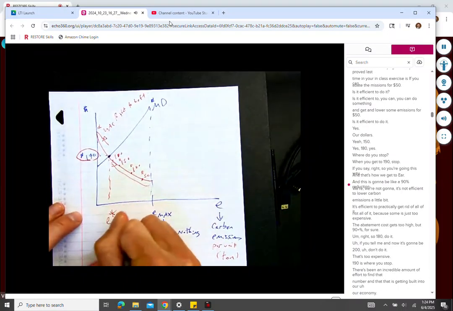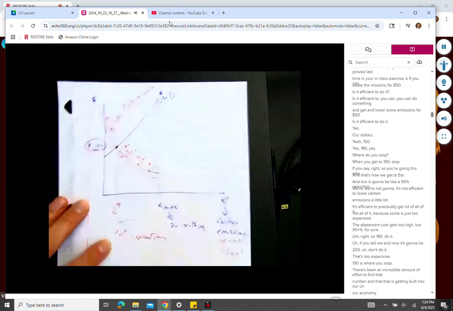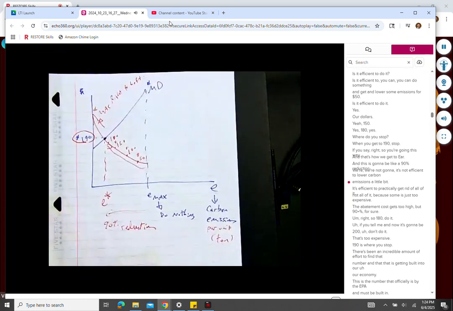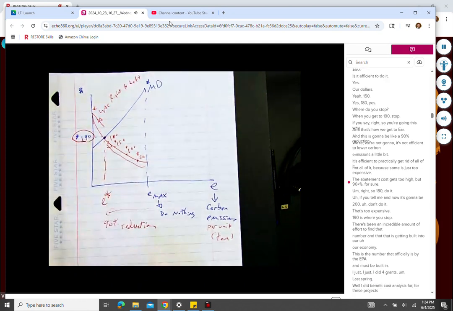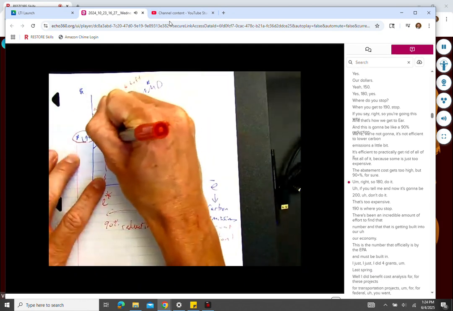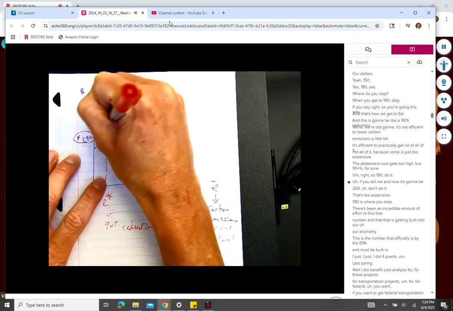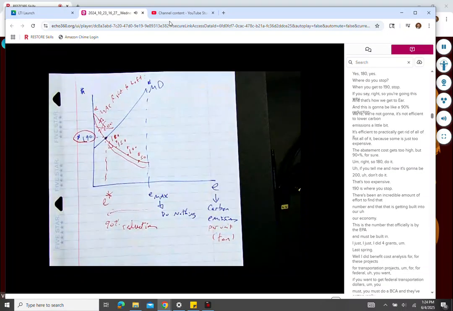And this is going to be like a 90% reduction. It's not efficient to lower carbon emissions a little bit. It's efficient to practically get rid of all of it. Not all of it, because some is just too expensive. The abatement cost gets too high, but 90+% for sure. So at 180, do it. If you tell me now it's going to be 200, don't do it. That's too expensive. 190 is where you stop.